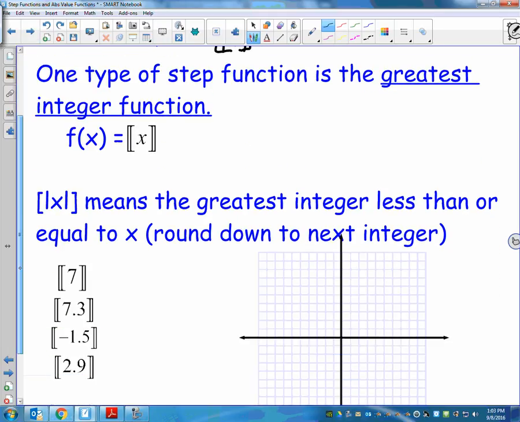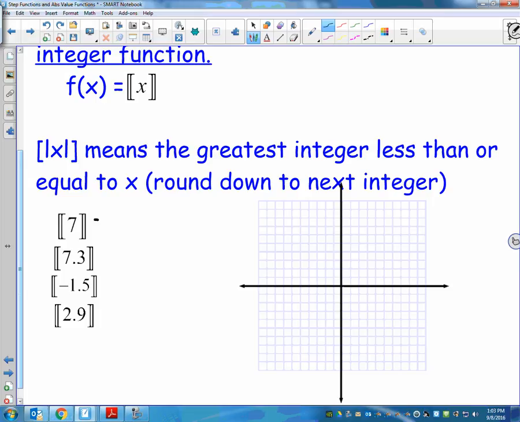So, some examples here. If I plug 7 into that function, I'm just going to get 7 back. Right? So if it's already an integer, not a fraction, not a decimal, whatever I plug in, I get back the same thing. But if I plug in a fraction or a decimal, the definition of those bars means not just do the positive like absolute value. It means round down. So 7.3 would round down to 7. Any number between 7 and 8 would round back down to 7.